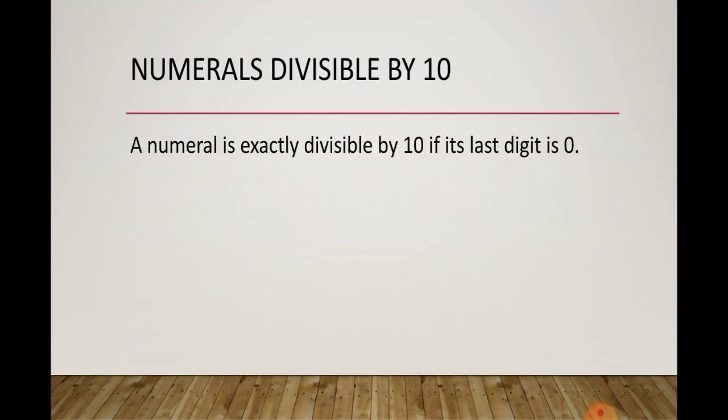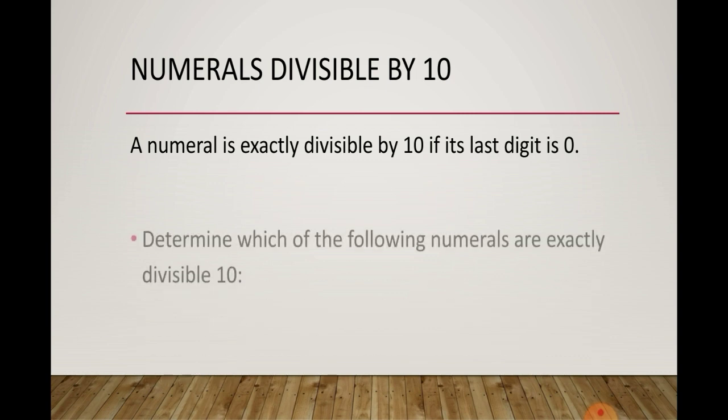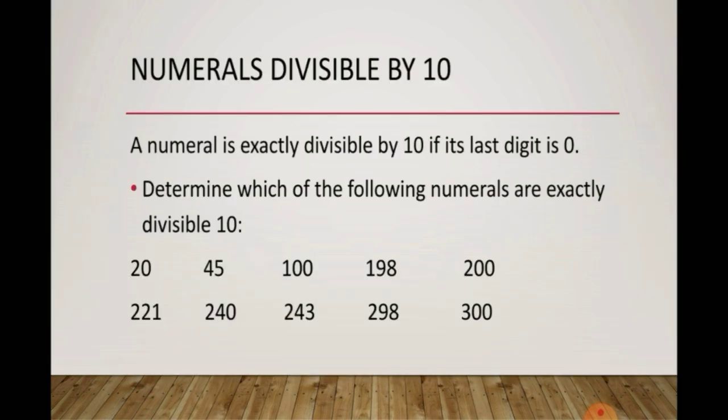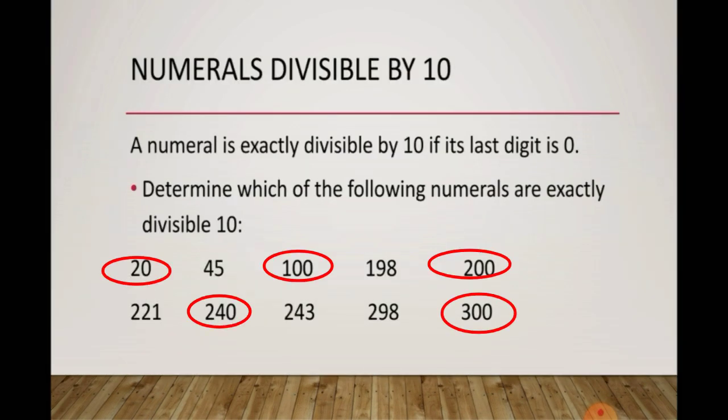Numerals divisible by 10. A numeral is exactly divisible by 10 if its last digit is 0. Determine which of the following numerals are exactly divisible by 10. So 20, 240, 100, 200, and 300 are exactly divisible by 10 because their last digit is 0.